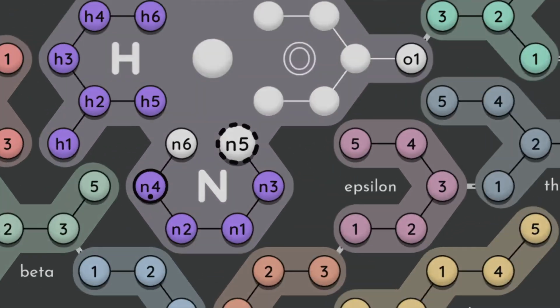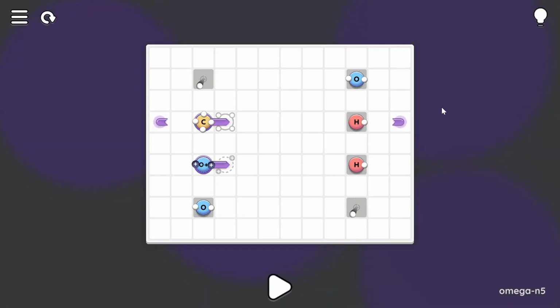Alright, N5. Okay, this needs to collect both electrons. This is the same puzzle as two puzzles ago. So 1 CO2, 1 H2O. How would I do that? How would I collect both oxygens without blocking off one of these? The only way I can think of is going around, maybe.